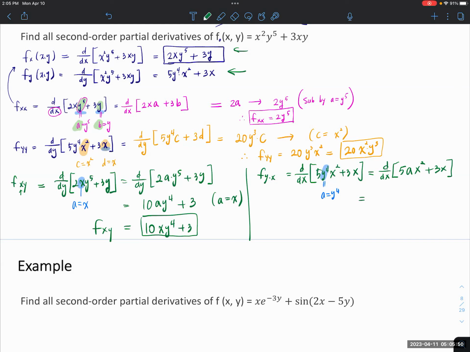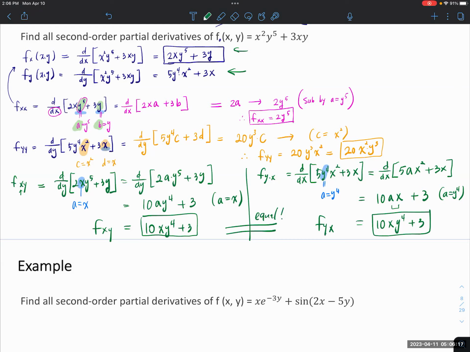So that is going to be 5 times 2, 10ax, and you're going to have a 3, right? Because we are taking the differentiation with respect to x. Now a is equal to y to the 4. So 10x, I can change the order. Y to the 4 plus 3. We just proved that they're equal.